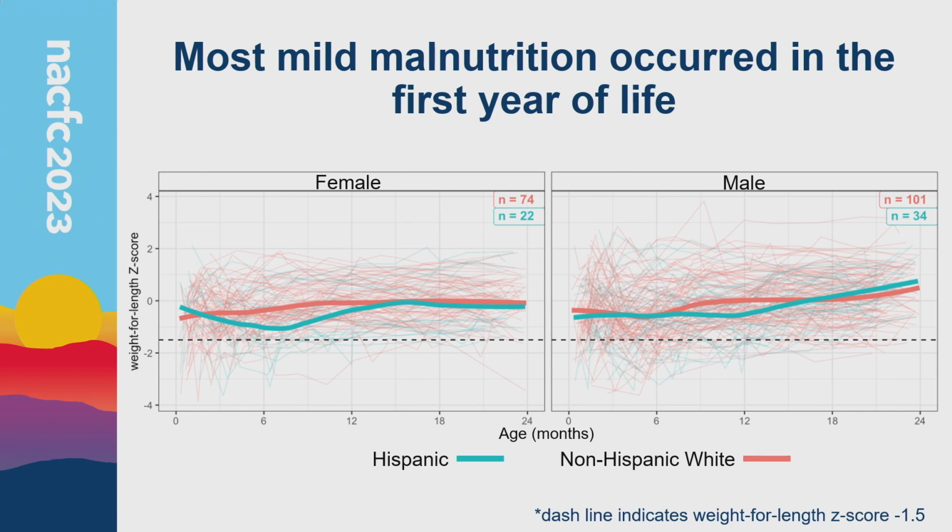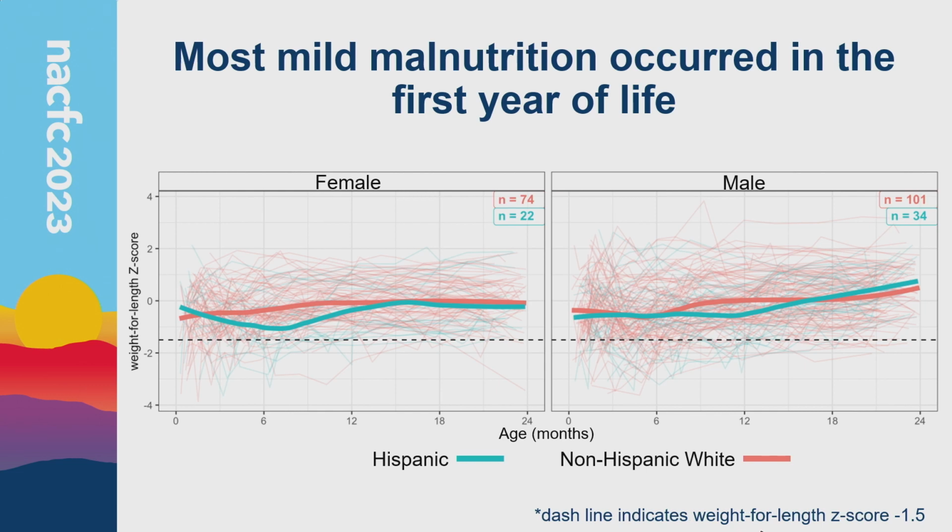So this is a LOESS curve, or a locally estimated scatter plot smoothing curve. Weight for length Z-scores are on the y-axis. There's a dashed line at -1.5, which indicates mild malnutrition. We have the age in months on the x-axis over here. Orange lines are non-Hispanic white patients. Green lines are Hispanic patients. And then these faint lines are individual patients' weight for length. And the thick lines demonstrate that smooth curve for the local regressions of these individuals.